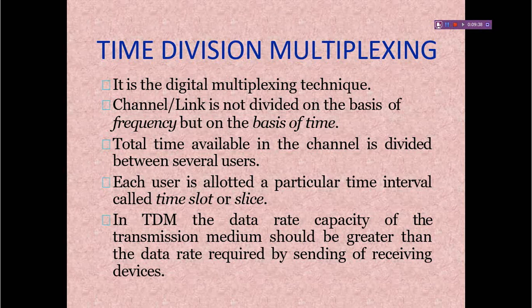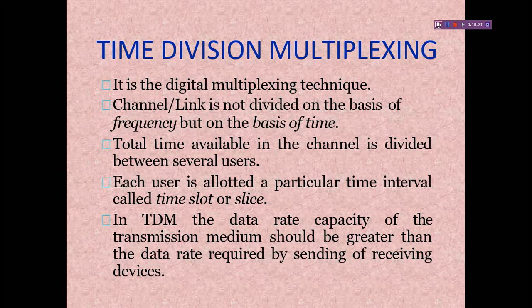And the last one is time division multiplexing. It is a digital multiplexing technique. The channel is not divided on the basis of frequency but on the basis of time. Means the total time available in the channel is divided between several users. Each user is allotted a particular time interval, that is a time slot or slice. Means every user has its own time slot to transmit their data.